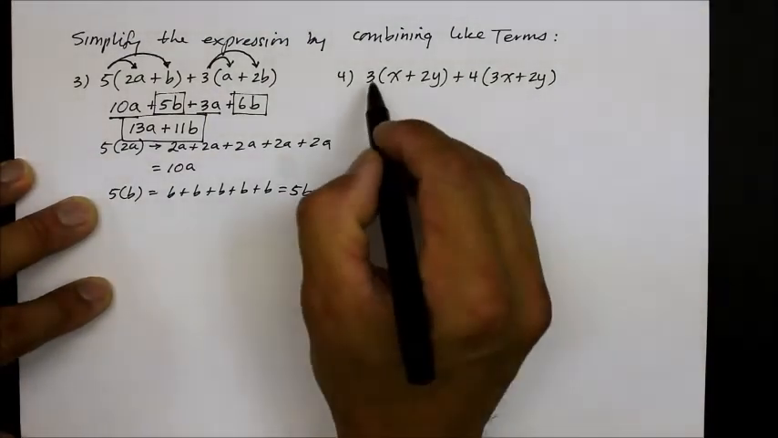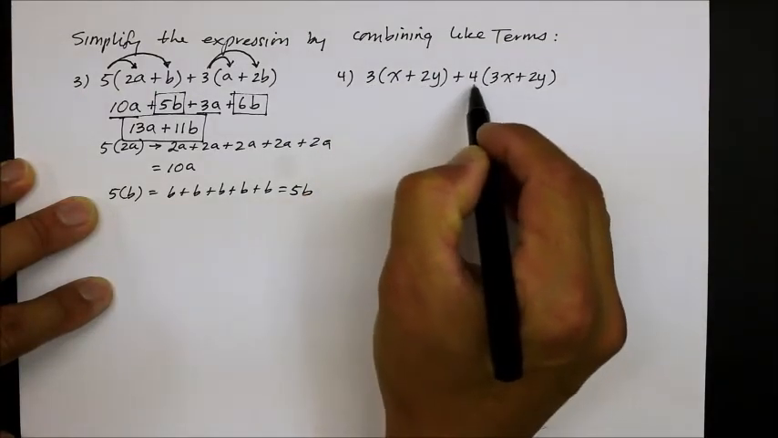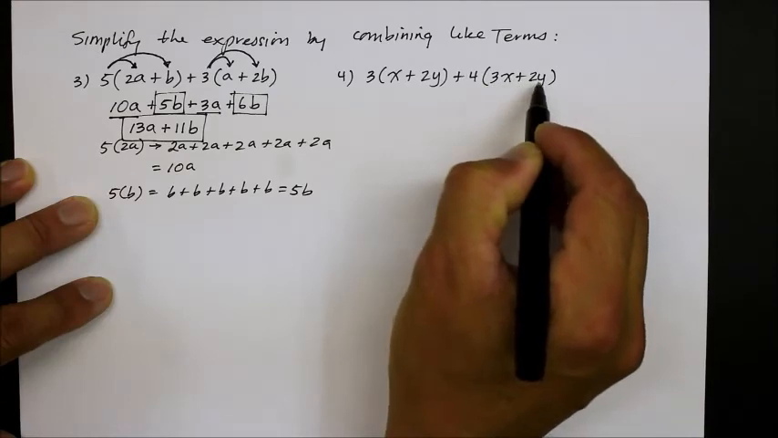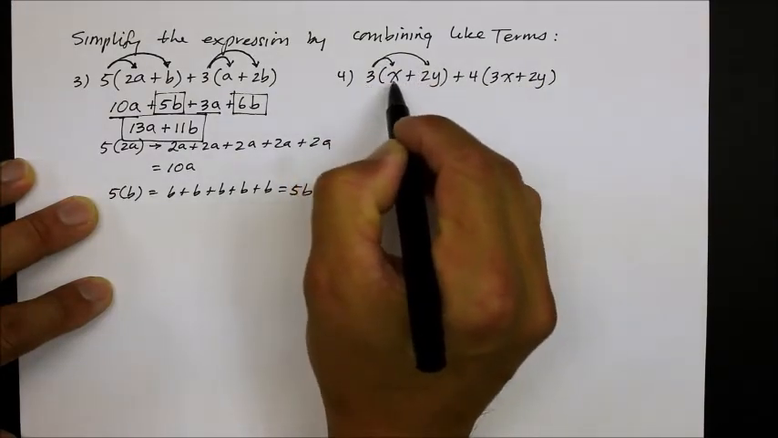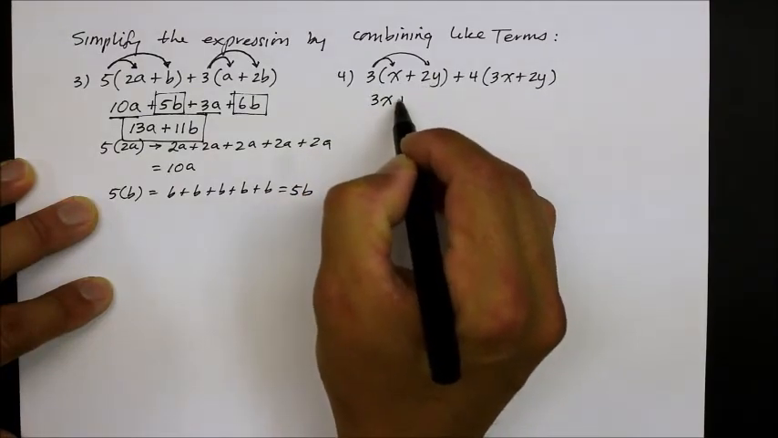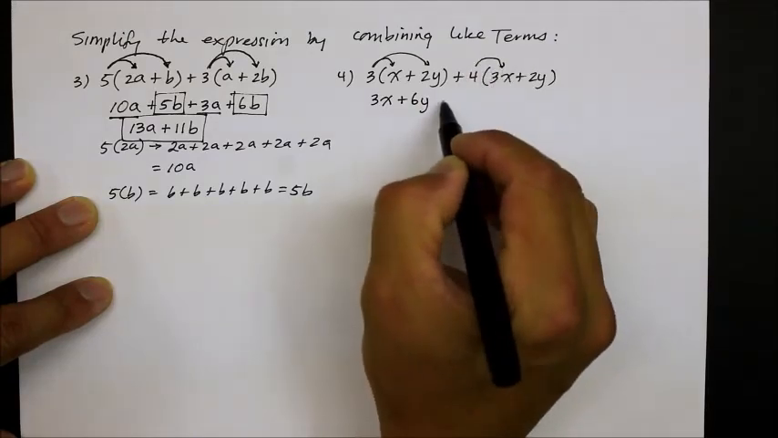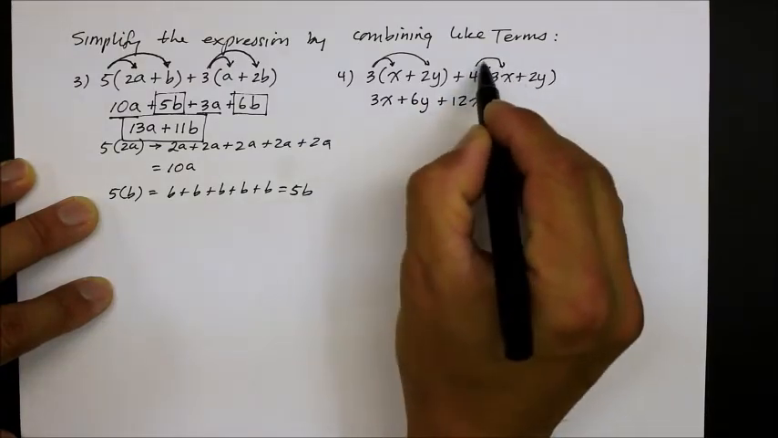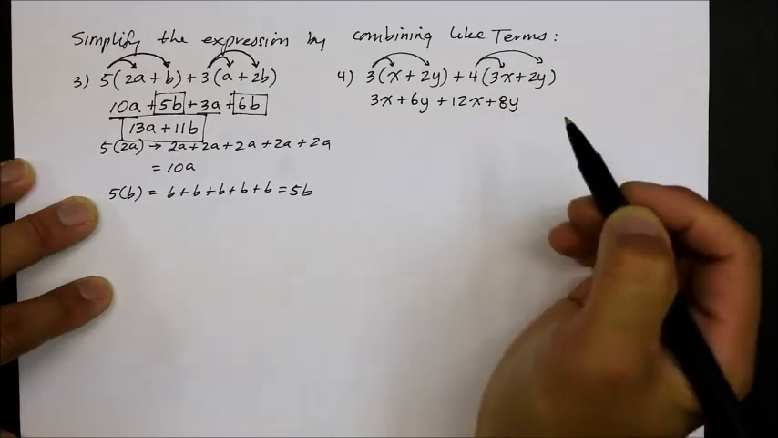Okay, so you said, I see a number outside the parentheses. So you do the distributive property. 3 times x is 3x. 3 times 2y is now 6y. Over here, 4 times 3x is 12x. 4 times 2y is 8y.